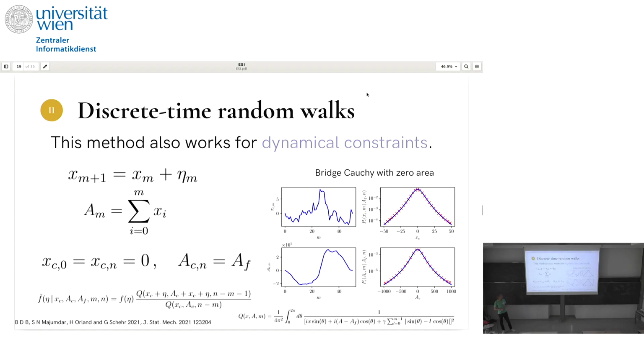More interestingly, we can extend it to a dynamical constraint. So let's say that in addition to position, we also track the area below the process. So we perform the sum of the position of step m, and what we want to do is to generate a bridge trajectory with a fixed area below its curve. Well, this we show that we can also do it, and here we can see a Cauchy bridge with 0 area, and you can check here this is the position. You indeed get a bridge, and here this is the current area, and you also get the 0 area constraint at the final time. Okay.